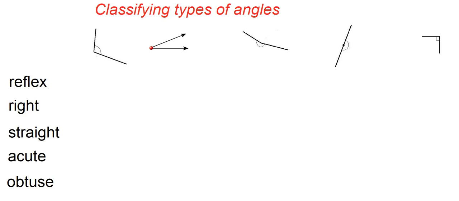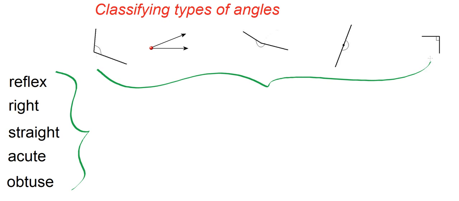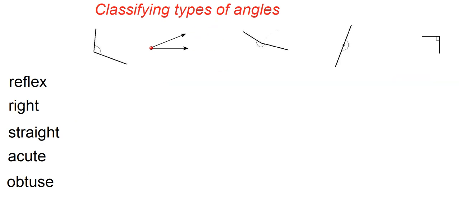Classifying types of angles. So we've got 5 different kinds of angles, and we have to name each one. So if we look at the reflex angle, a reflex angle is an angle which is greater than 180 degrees, but it is less than 360 degrees.